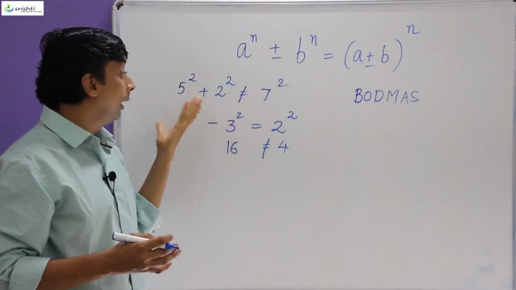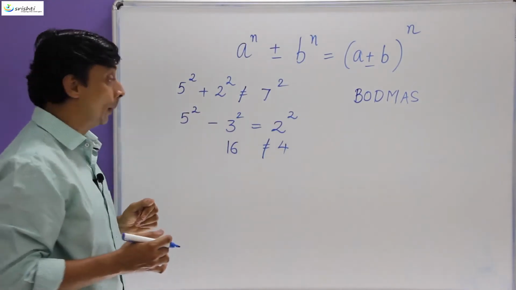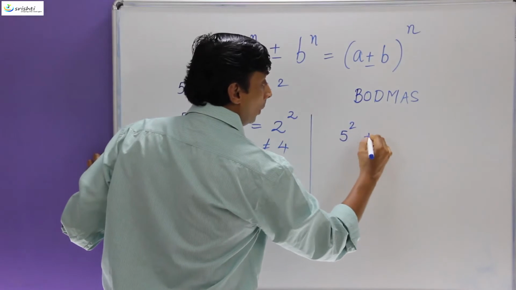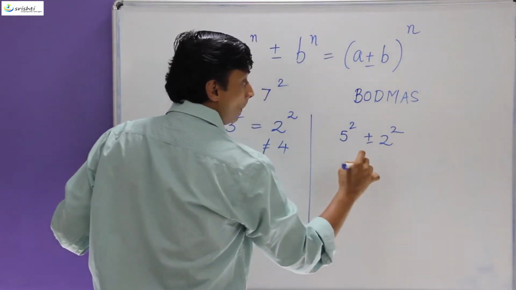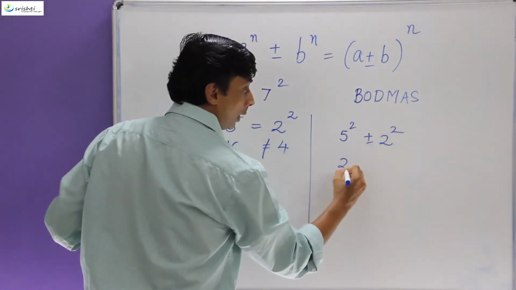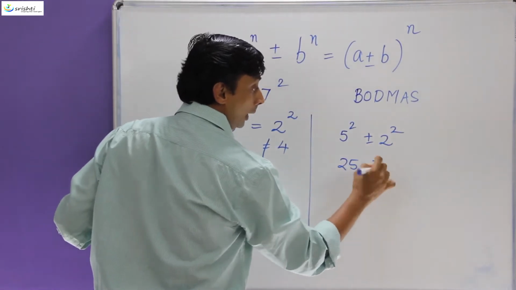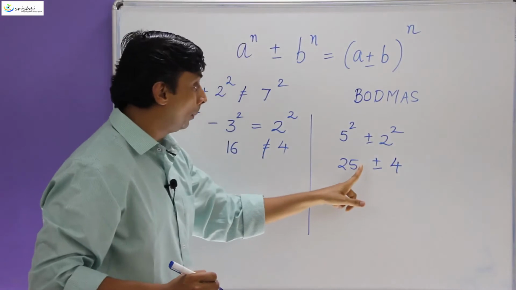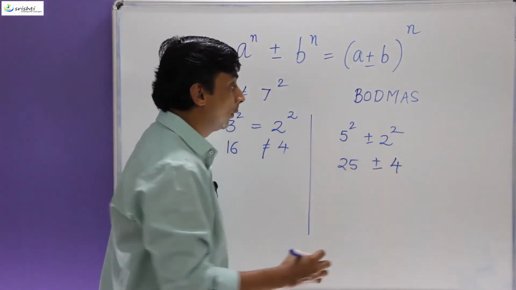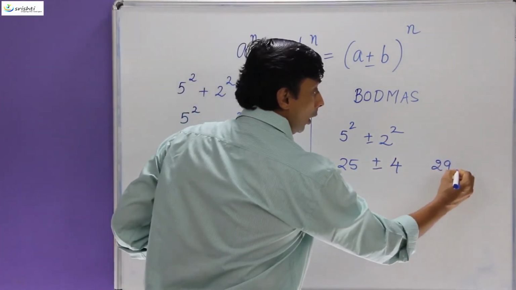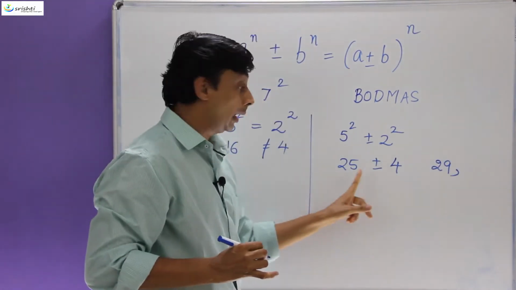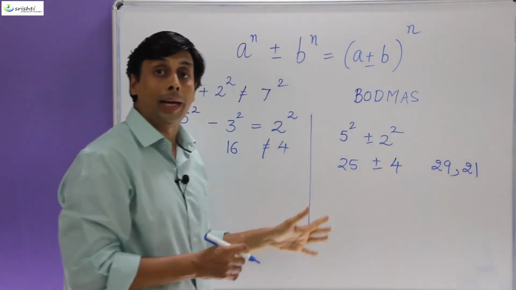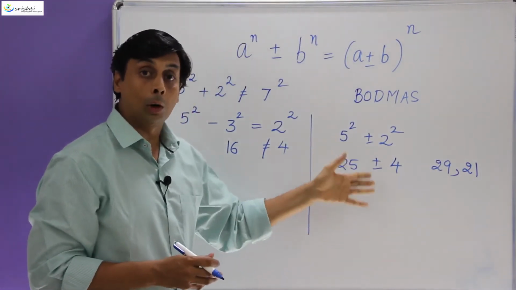So let's find the right way to do these particular operations. So if somebody told me to do 5 square plus or minus 2 square, I would do 5 square first, which is 25, plus or minus 2 square. 2 square happens to be 4. So if the operator is plus, then 25 plus 4 would be 29. Or if the operator is minus, I would do 25 minus 4, which is 21. So this is the right way of doing this particular problem.